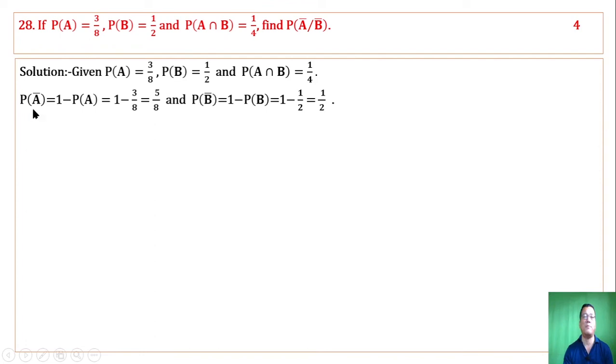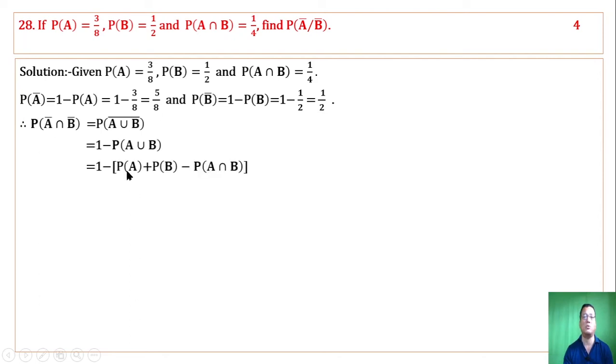Therefore P of A complement is 1 minus P of A, whose value is 2 by 5. Similarly P of B complement is half. Therefore, P of A complement intersection B complement, by De Morgan's law, is equal to P of complement of A union B, which is 1 minus P of A union B, whose expansion is this. Put their respective values, we get 3 by 20. Therefore, P of A complement by B complement is this. Putting their respective values and solving, we get 3 by 4.